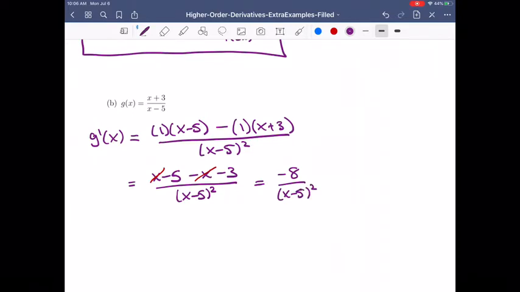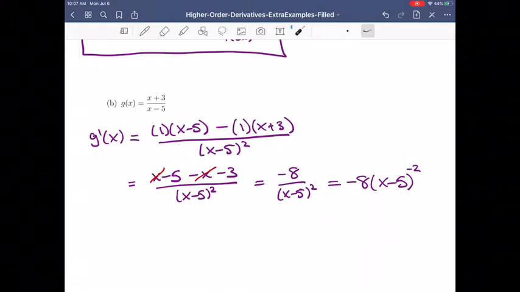Now, if I want to take the derivative again to get the second derivative, I have a fraction here, but I don't actually need the quotient rule because the top has derivative 0. So it's just a constant. So I could actually rewrite this as negative 8 times x minus 5 to the negative 2. And this is going to be a bit easier to take the derivative. I mean, you could use the quotient rule. It's fine. You just have to remember the derivative of the top is going to be 0. So one of your terms in the numerator is going to be 0.